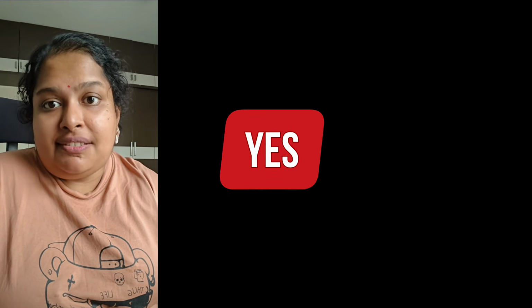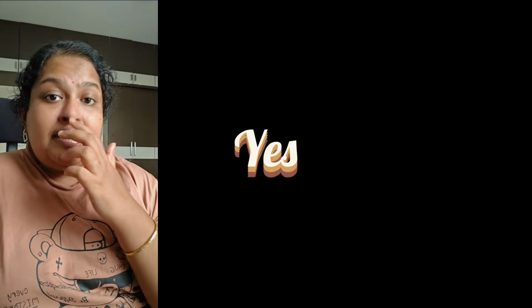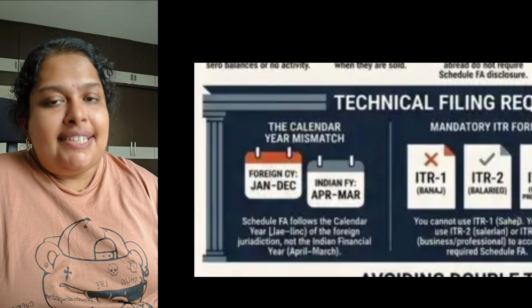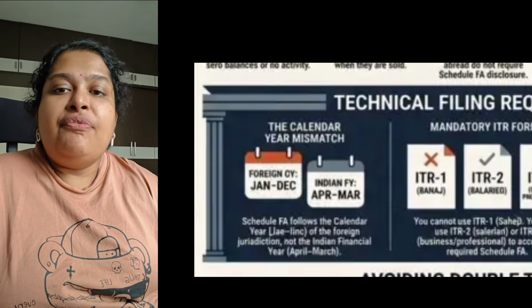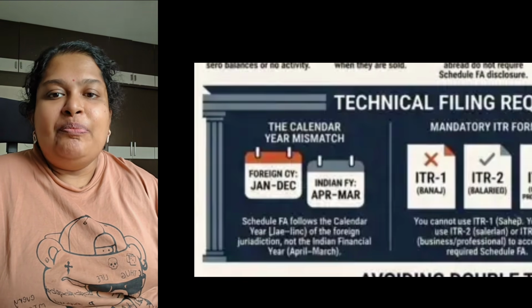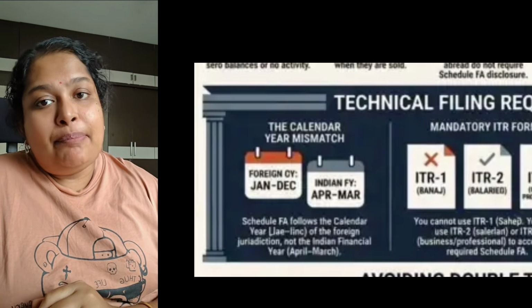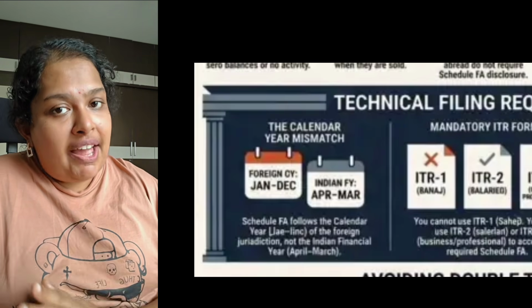At first glance, most people immediately say, yes, we should disclose. After all, the shares were received during the financial year 25-26. But here is where many taxpayers get confused. Most parts of the income tax return are based on the financial year. Schedule FA, foreign assets, is different. Schedule FA follows the calendar year. For assessment year 26-27, Schedule FA covers the period from 1st January 2025 to 31st December 2025.